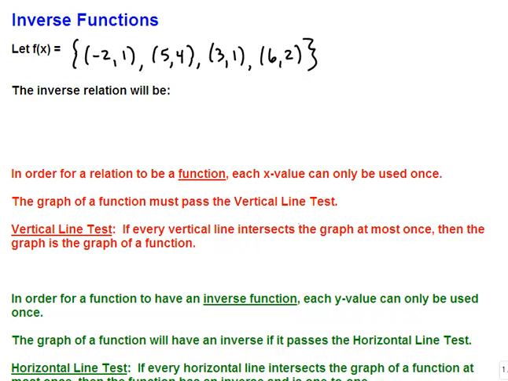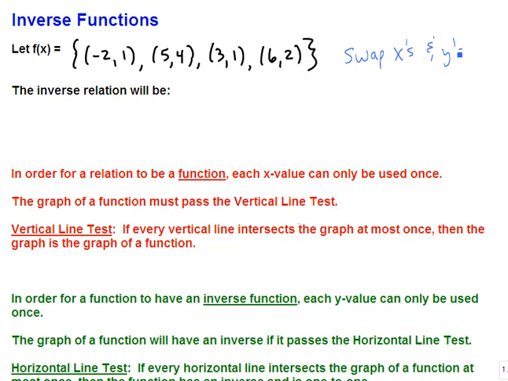Welcome to the lecture on inverse functions. Today we're going to talk about inverse functions, and inverses undo each other. So when you see a function, for example this one here where we have (-2, 1), (5, 4), (3, 1), and (6, 2), what we're going to do to make the inverse is swap the x's and the y's. That's what inverses do.